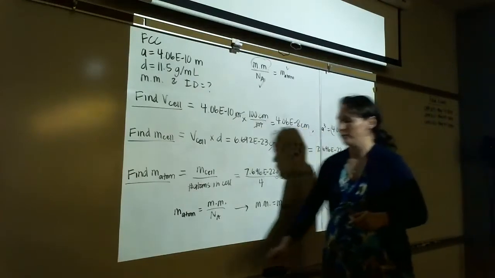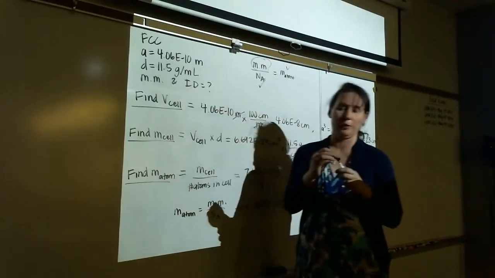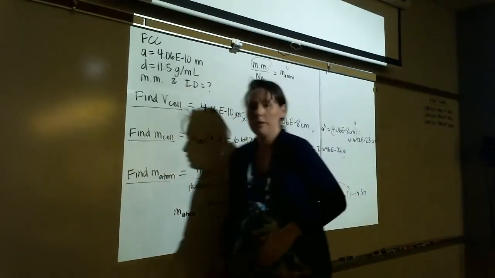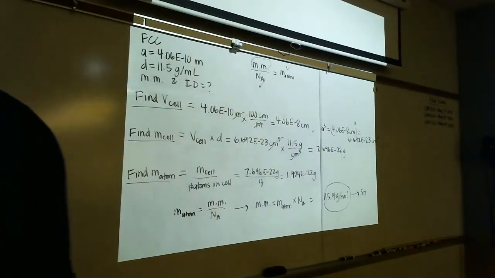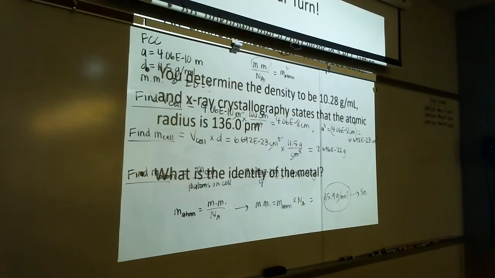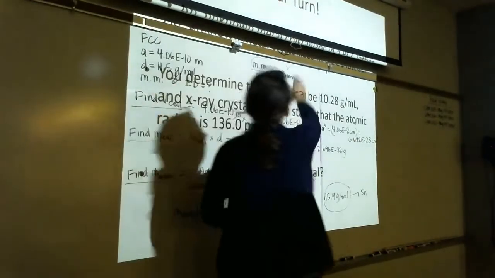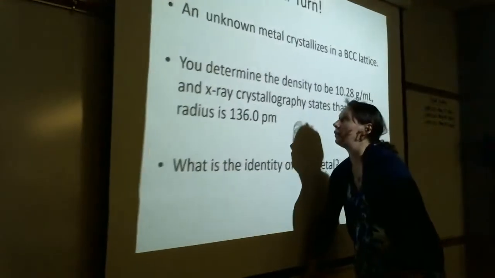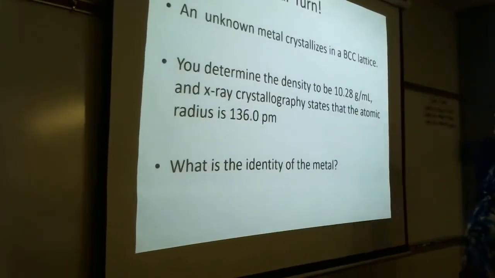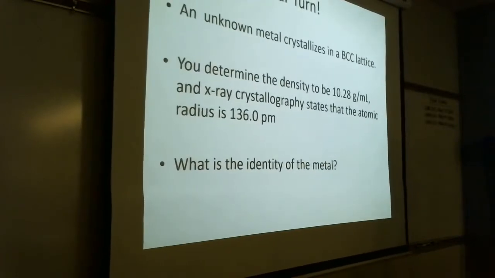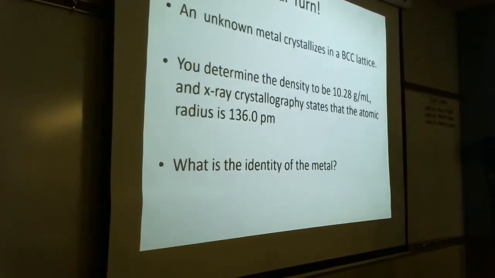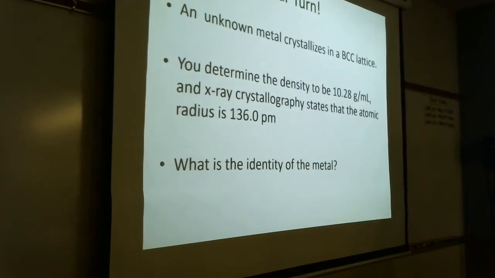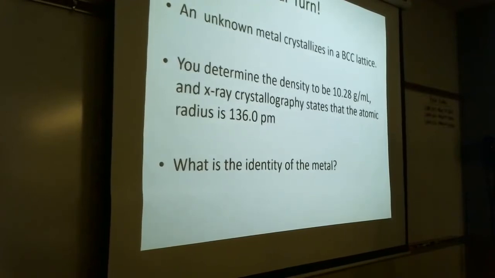All right, I've got one for you to try. We've got 10 more minutes, so that's perfect. So you try this one, then we'll go over it. An unknown metal crystallizes as body-centered cubic. You determine its density to be 10.8 grams per mL, and the radius is 136 picometers. What's the identity of this metal?